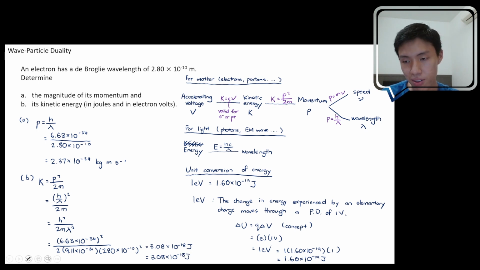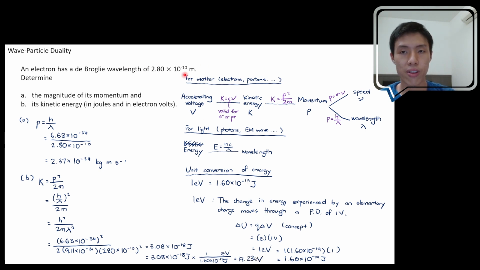So 3.08 times 10 to the power negative 18 joules, you want to convert it to eV. You would like to eliminate the joule and introduce eV. We know that 1 eV is 1.60 times 10 to the power negative 19 joule. So the result of the calculation is you should have an energy of 19.23 electron volt, if it has a wavelength of 2.80 times 10 to the power negative 10 meters.